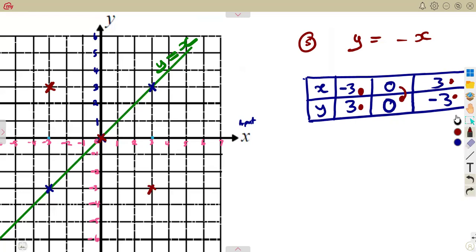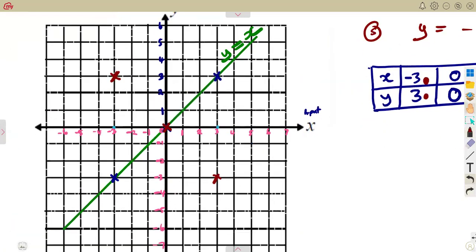3 points like this are enough to draw this line. You can draw your straight line using the concept that we are having. Like I said, as you are joining, just make sure you extend your line. Do not just mark from this point to that point, just extend your line, just like that. So this is the line of y is equal to minus x.